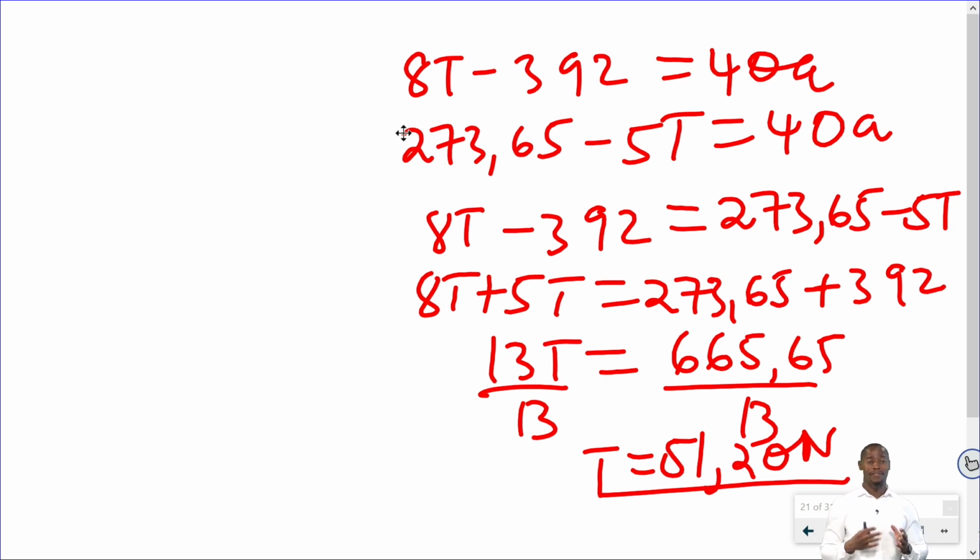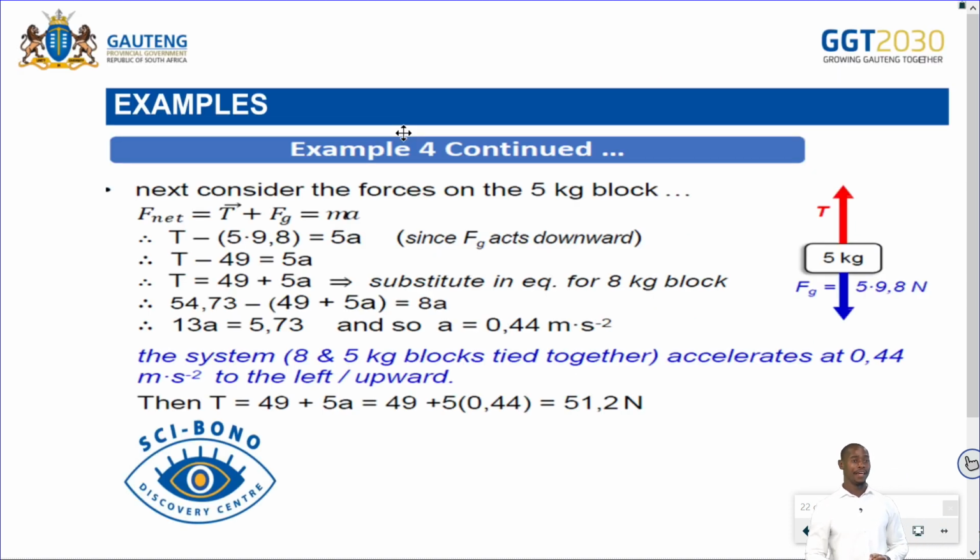The question says find tension. So for us to get tension, eliminate a. You have seen how I've eliminated a to get tension. But some learners can start by calculating acceleration, which is also acceptable. After getting acceleration, you substitute in one of the equations, and then you get the tension. Then you can see they also got 51. We also got 51 by eliminating a.